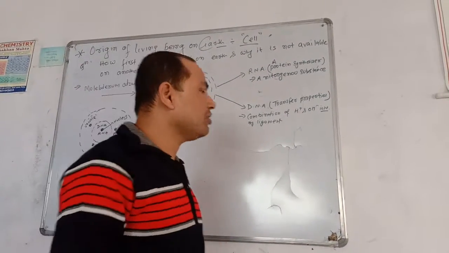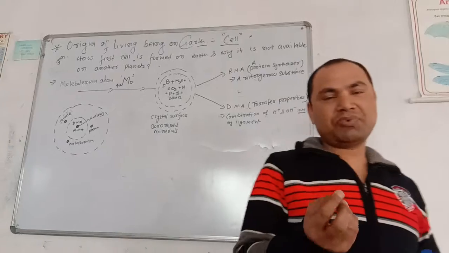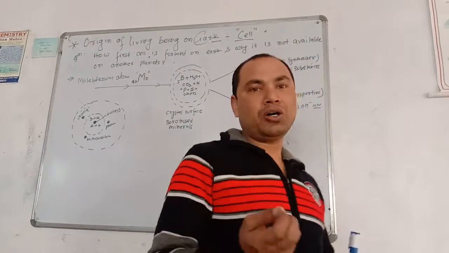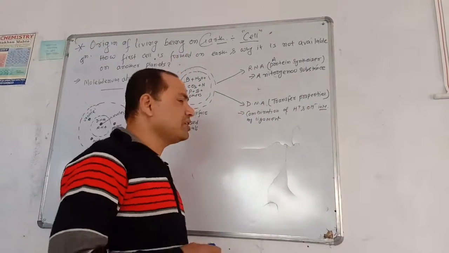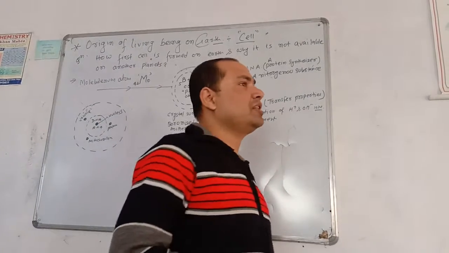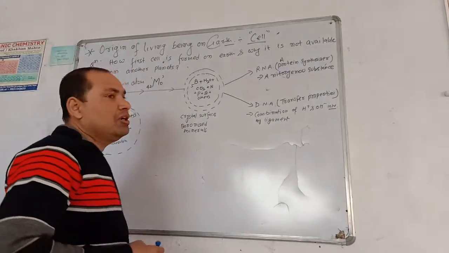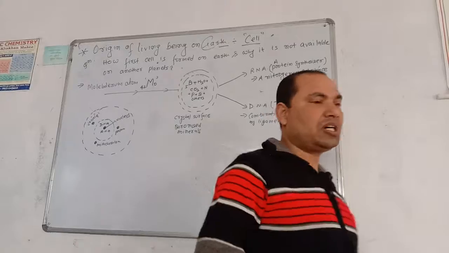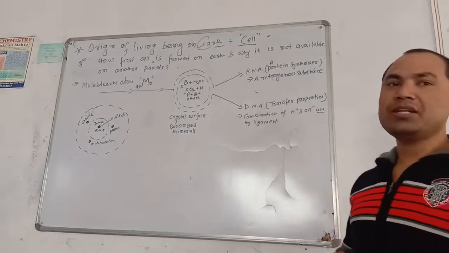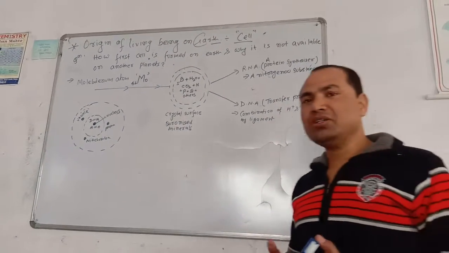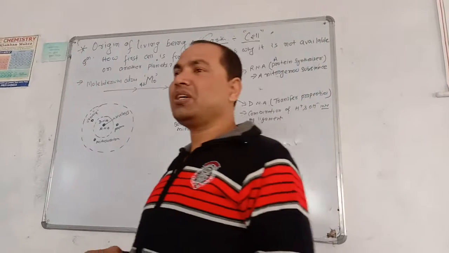So how was the first cell formed? The first living thing is the cell. How was this cell formed? It is a very mysterious question from our science. So now I am going to explain it to you. The first cell was formed on planet Earth by a chemical reaction. How was this first cell formed by a chemical reaction?